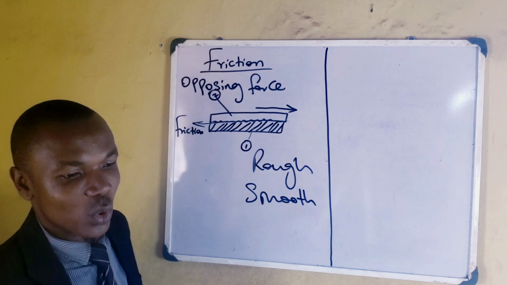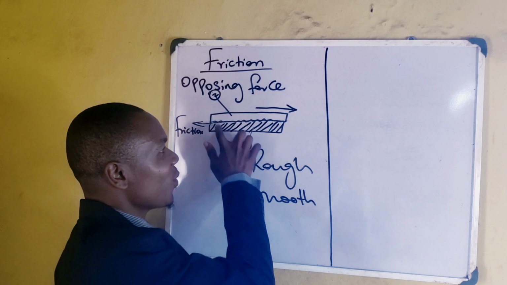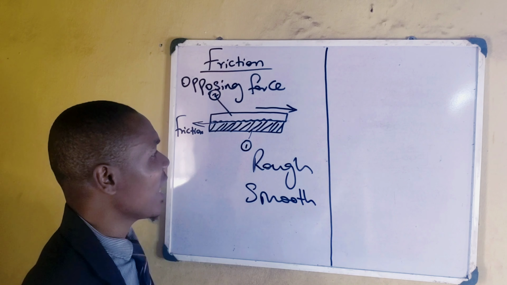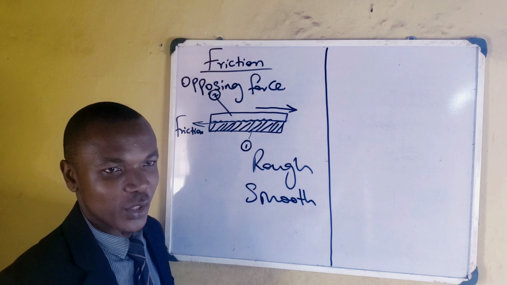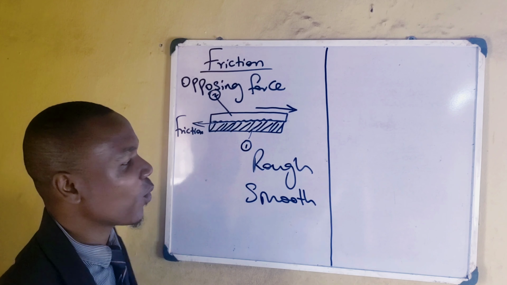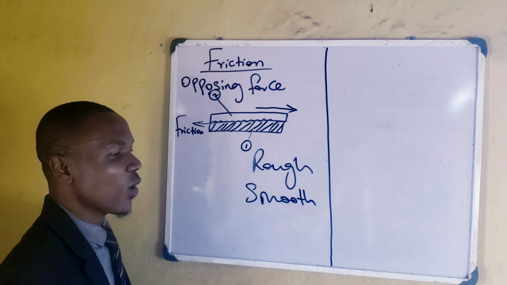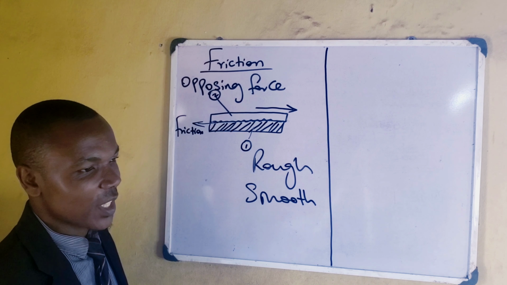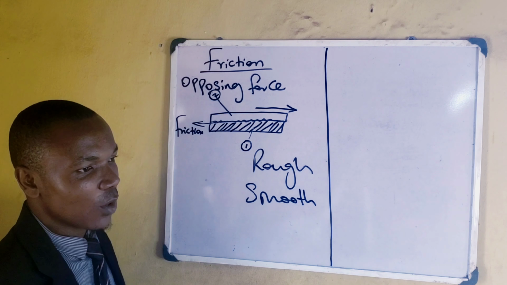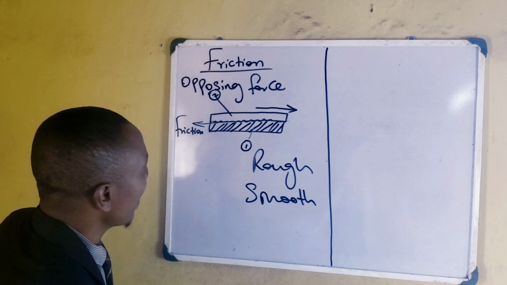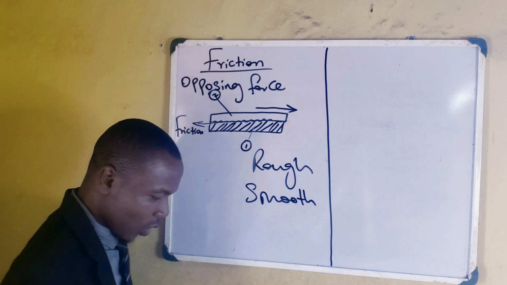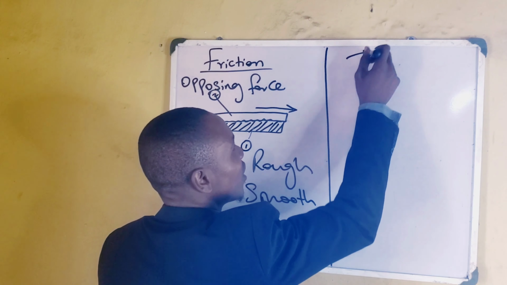here, what will it do? It will reduce the roughness of these surfaces that are in contact, and therefore it will be reducing friction, and so many other ways of reducing friction. So rough surfaces favor friction, while smooth surfaces do not favor friction. All right. We have types of friction.